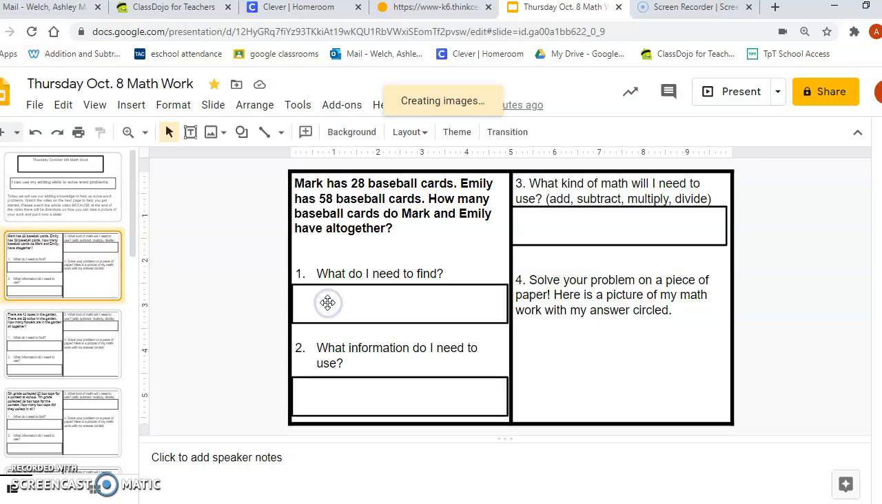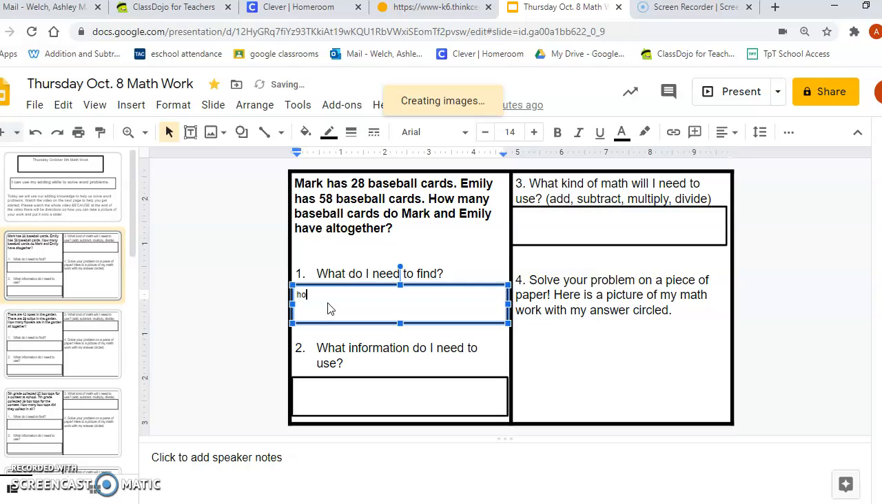Oh, so I need to find out, and you're going to have to type what you need to find out. A lot of the time, it's the question. So if you look at the question part of your word problem, that's what you're trying to solve. What do you need to find? So I need to find for this problem, how many cards they have together. That's what I need to find out. I need to find out how many cards they have together.